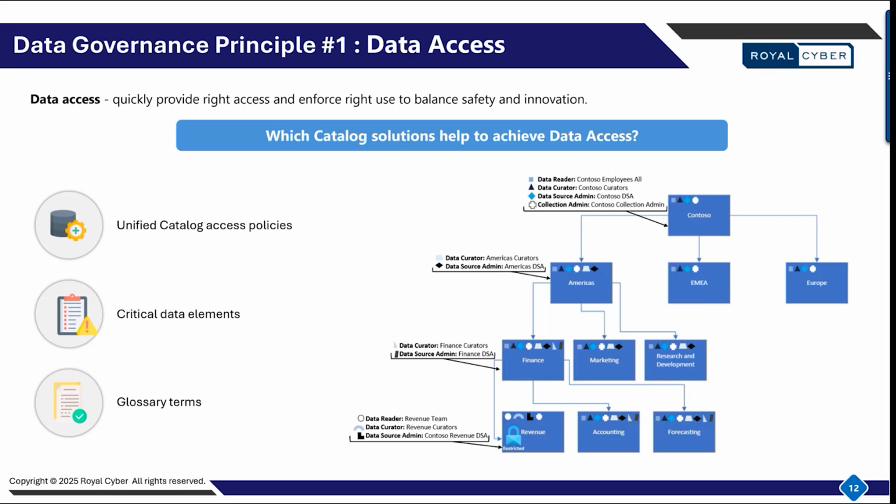Another key aspect is critical data elements. Purview helps organizations identify and protect high risk data such as PII or confidential business metrics. Additionally, Purview provides a glossary, which ensures consistent terminology and definitions across departments, reducing misunderstandings and improving collaboration. By implementing these governance practices, businesses can streamline access, maintain compliance, and enhance data-driven decision making without compromising the security aspect. So the first principle of data governance, data access, is handled very well by Microsoft Purview.